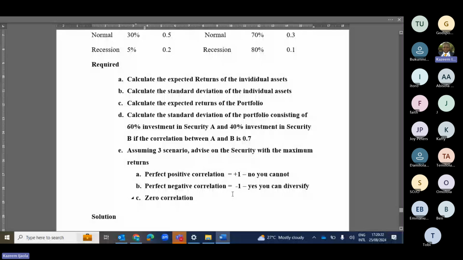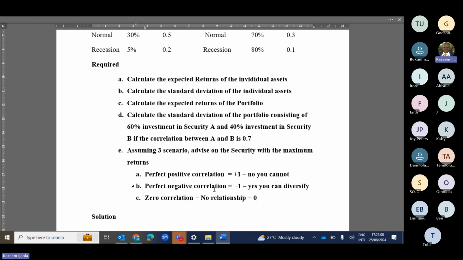Then when we say zero, it means no relationship or no correlation, so there is nothing that can happen here because you are at a standstill. There is no relationship or no correlation. Your coefficient of correlation will always be zero. So your portfolio will not be affected by either a rise or fall in the value of your assets. That is what you have under zero correlation.